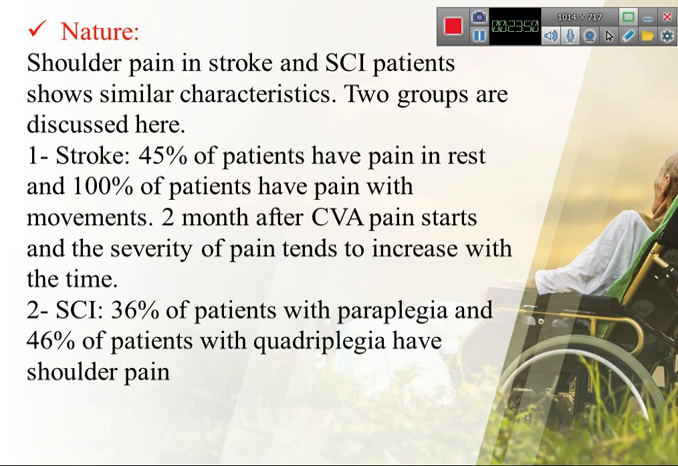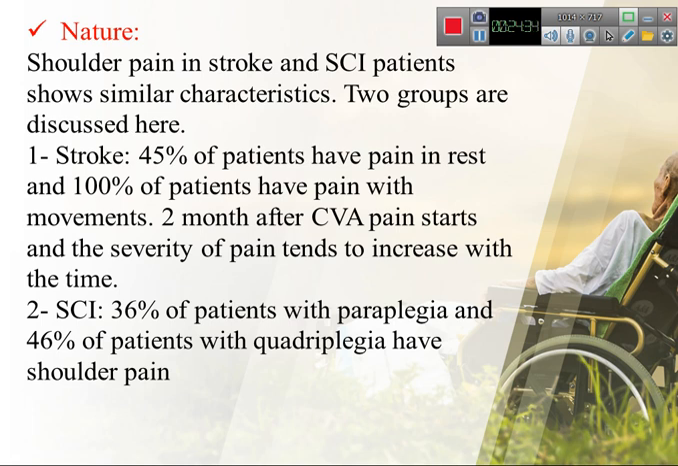The shoulder pain in stroke and SCI patients have similar characteristics. But here we discuss it in 2 groups of patients. In stroke patients, we have 45% that have pain at rest, and 100% of patients have pain in movements. So, if you assess the shoulder pain in movement or at rest, in movement they have more pain than at rest.